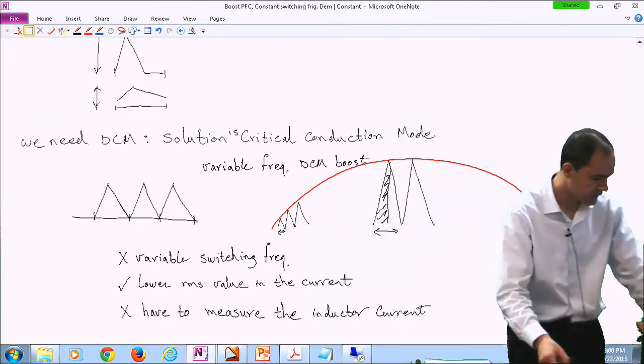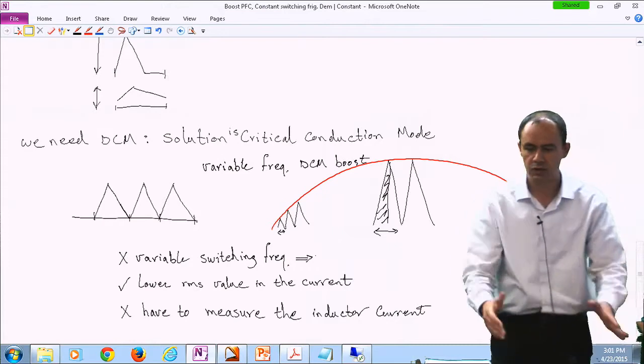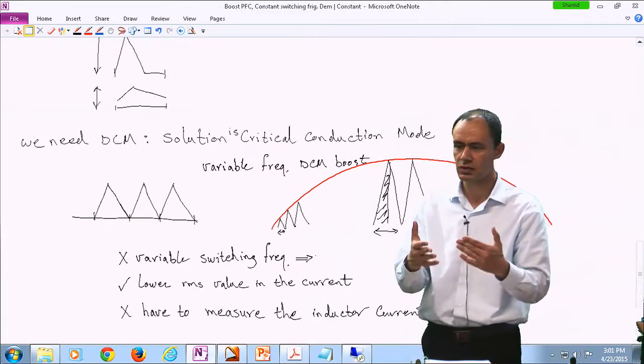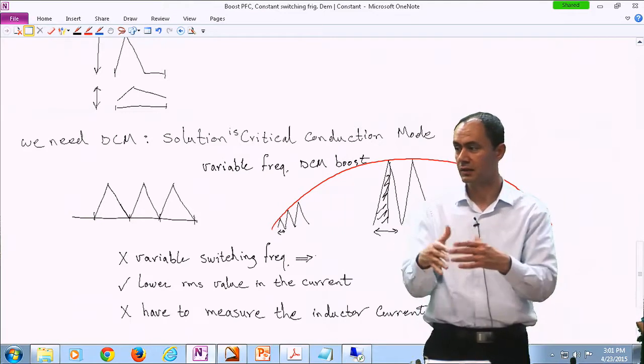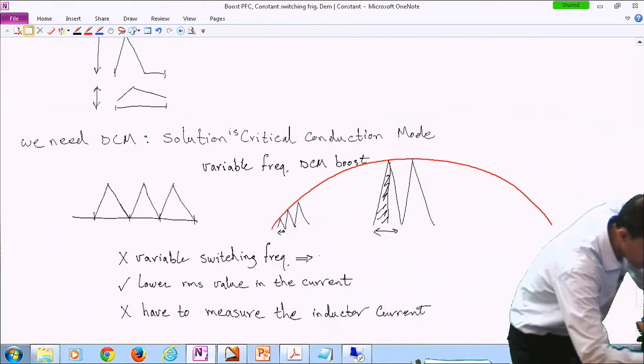Variable switching frequency, in case you don't know why it is a bad thing, it is because once you have your switching frequency fixed at a particular number, if you have noise issues and EMI issues, you are going to design all the filters based on that frequency. But now the frequency is variable, so you have a very broad electromagnetic interference spectrum.